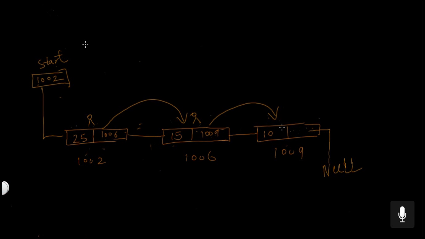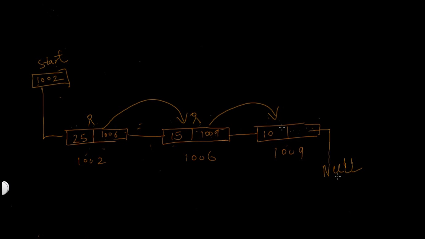Now this start does not have any predefined meaning. The start is just a pointer variable and you can name it anything you want in your program, but start seems to be a more appropriate name. But this null has a predefined meaning.